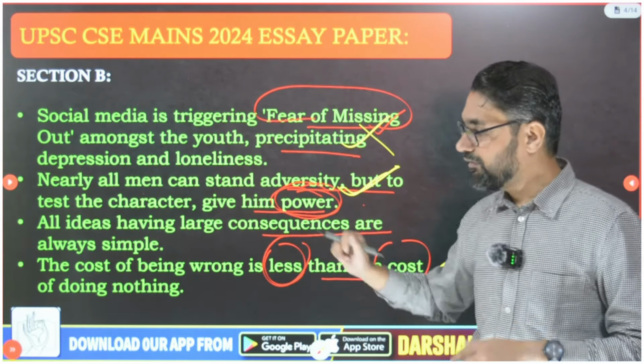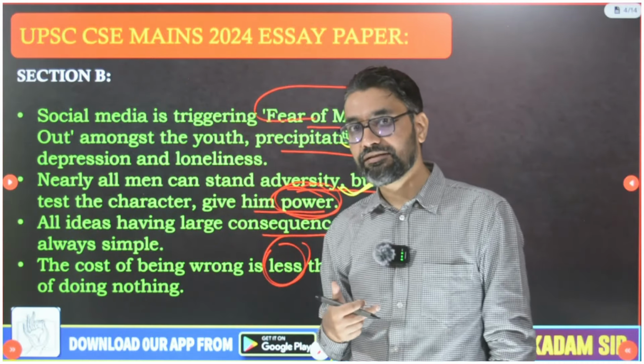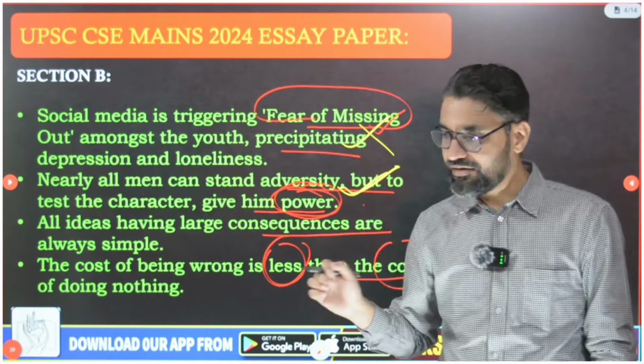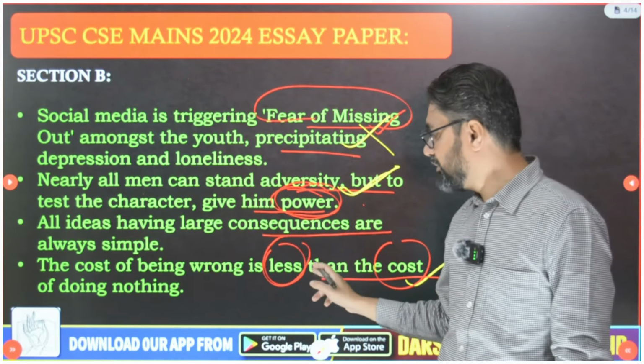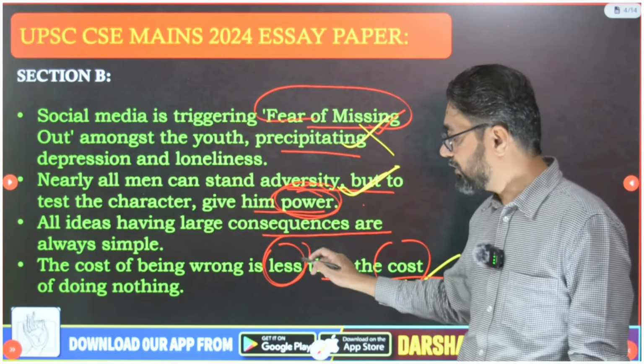And as I said, in the end you can also disagree with the essay. So how will you disagree with this essay? Guys, while disagreeing with "the cost of being wrong is less than the cost of doing nothing", what you have to write is that the cost of doing wrong is also more.